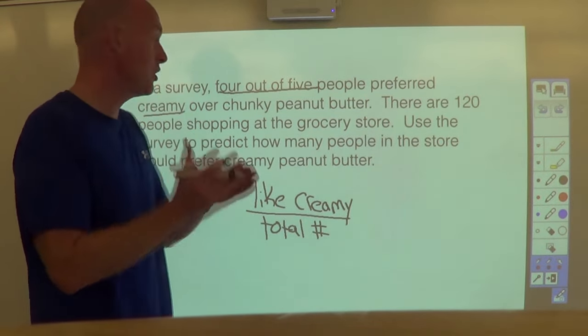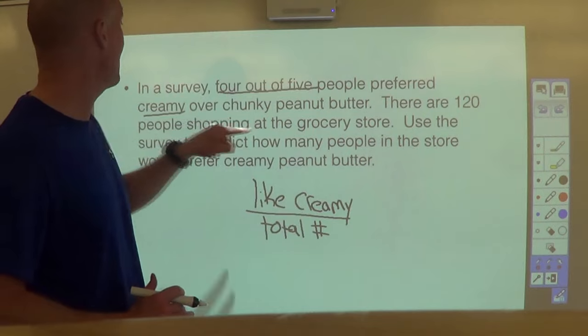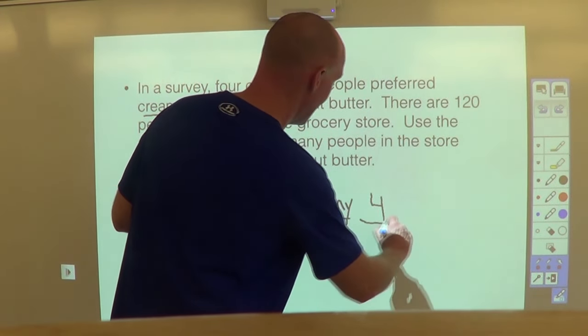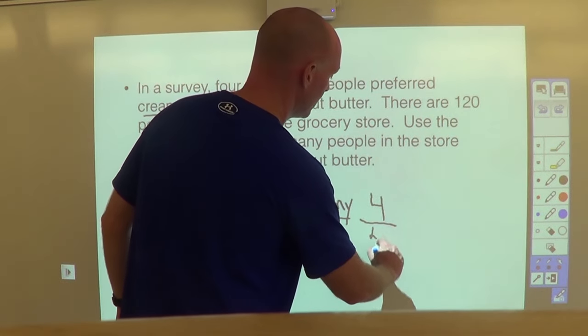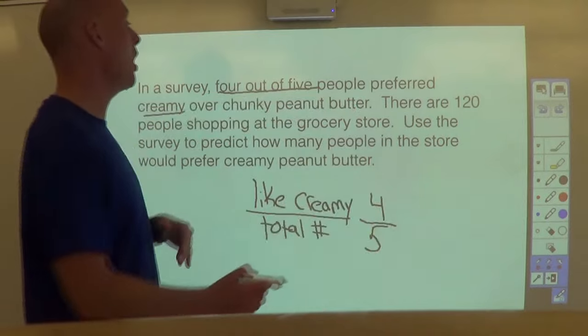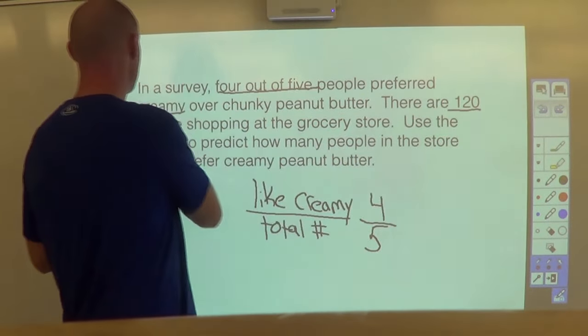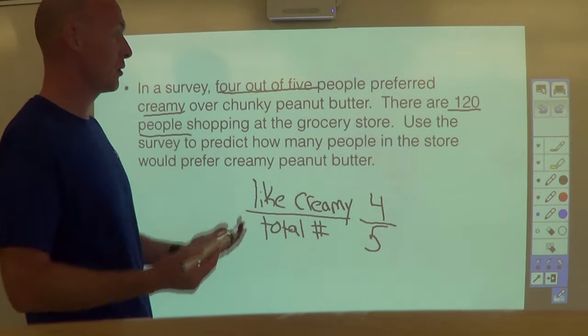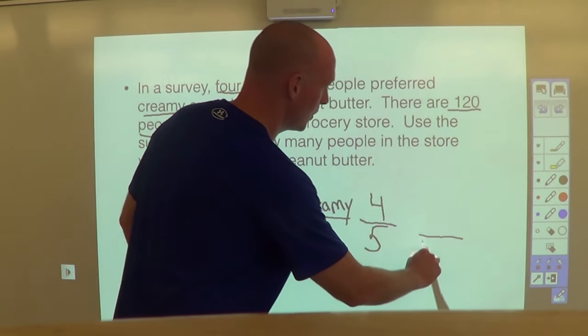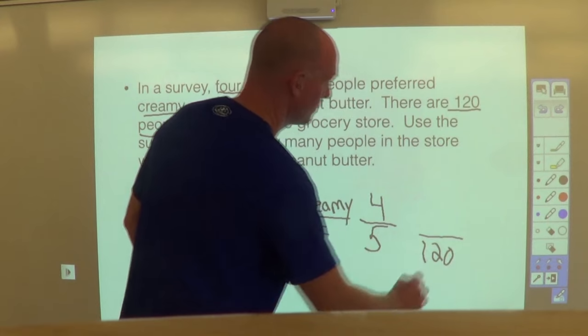They give us a ratio. They say 4 out of 5 people prefer creamy. So 4 prefer creamy out of how many total? 5. Okay, there are 120 people shopping at a grocery store. So how many total are there? There's 120 total. Perfect.